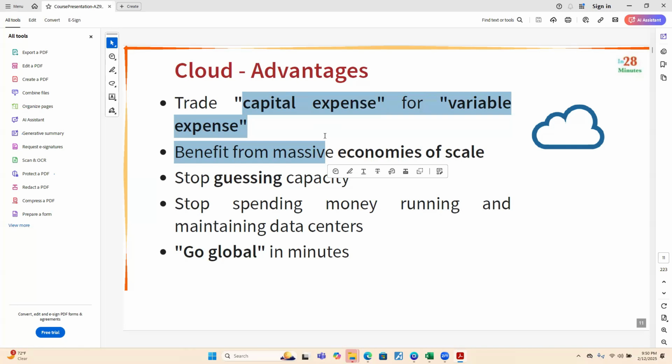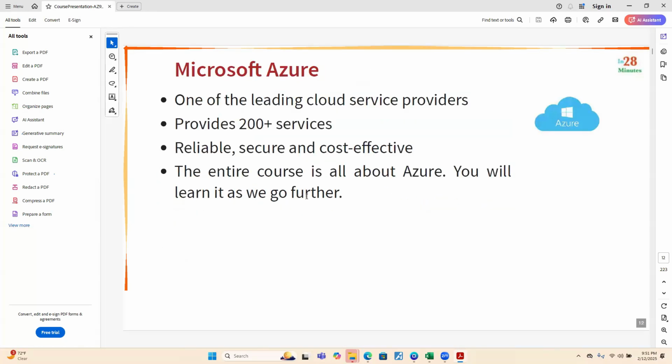So in on-premise there is capital expenditure, but in the case of cloud there is only variable expenditure, or else we call that operational expenditure. This is the cloud advantage here.